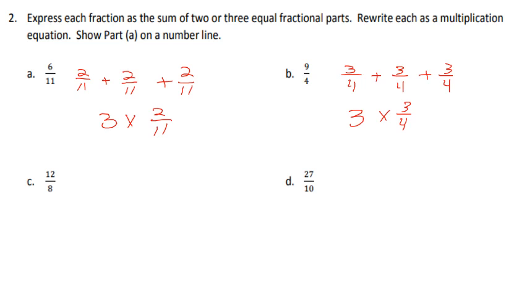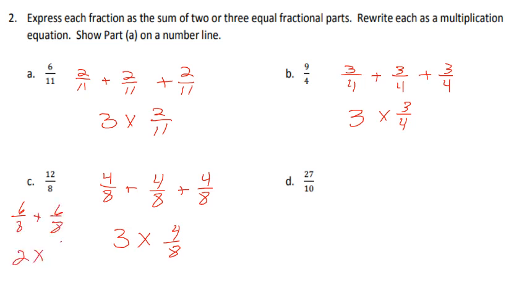Now 12 eighths, I'm going to go with 4 eighths plus 4 eighths plus 4 eighths. And that would give me 12 eighths. And I could also go 3 times 4 eighths. Just to show you, we could have also done 6 eighths plus 6 eighths, and that would give me 2 times 6 eighths. So it just depends on how you're wanting to break it apart.